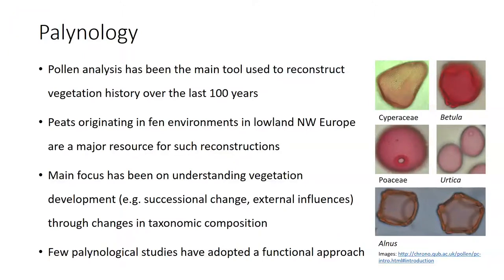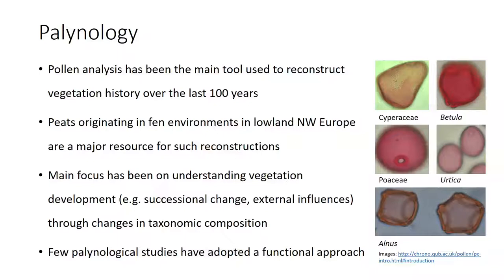So a very brief word on palynology first. Pollen analysis has traditionally been used to reconstruct vegetation history, especially over the last 100 years or so. You can see some examples of pollen grains on the right of the screen. And fernland environments have been particularly useful for doing that because of anaerobic conditions, given the degree of wetness of the environment, where peat layers build up on top of each other and preserve pollen, and therefore preserve a record of the vegetation that was growing at the time of pollen deposition.